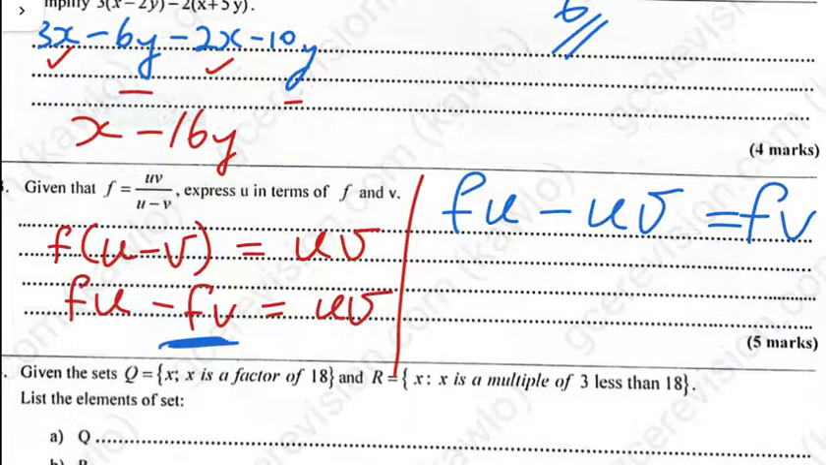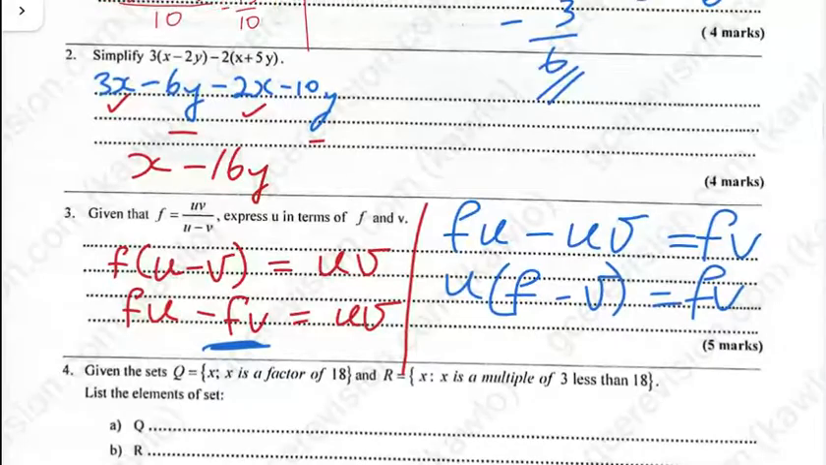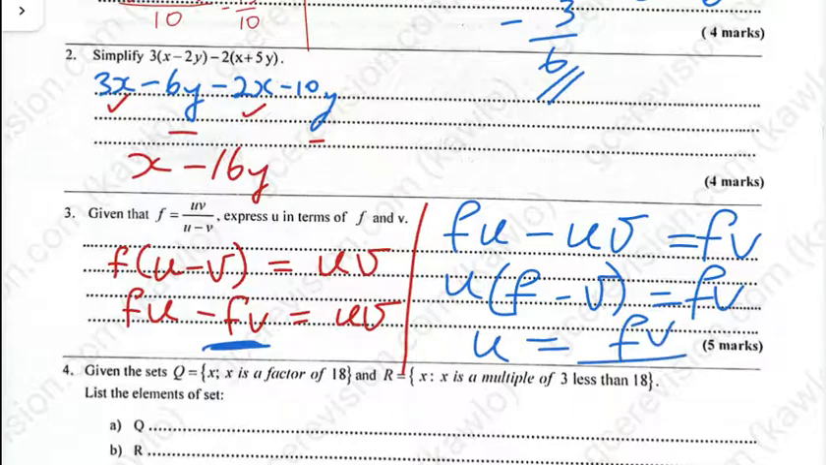Now we can factor out u. So fu divided by u is f, minus uv divided by u is v. So that's equal to fv. And finally, we divide both sides by f minus v, and we'll have u equal to fv, all on f minus v. So we have fv, all that on f minus v.